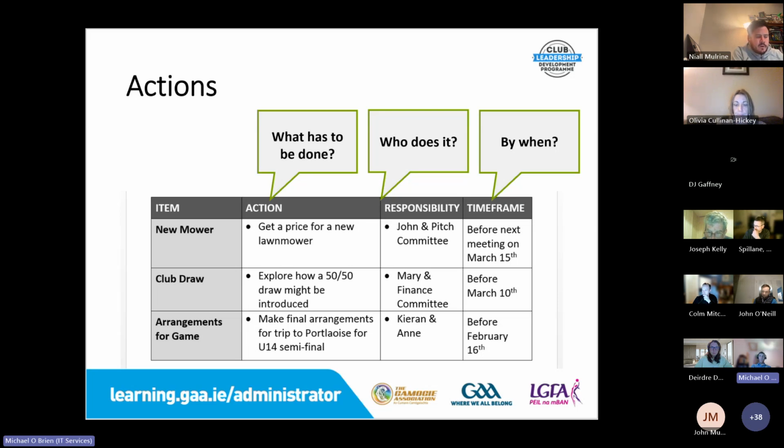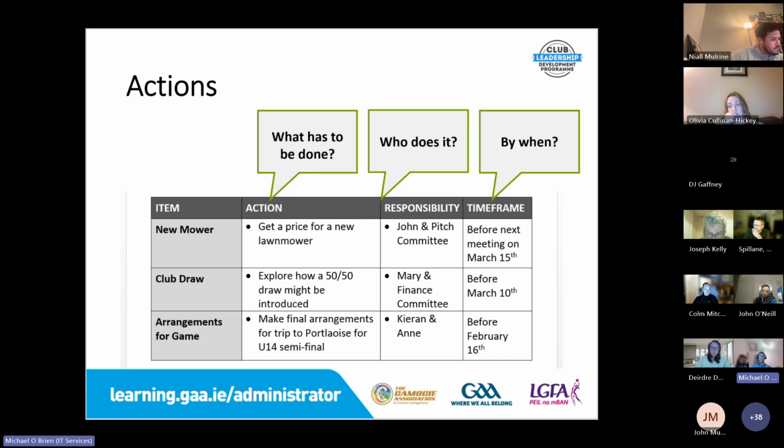Then club draw. Explore the idea of a 50-50. A lot of clubs have gone from your tickets to your 50-50 draw. So explore the idea of doing a 50-50 draw. How would it work if it was introduced into the club? It's Mary and the financial committee, and it's the 10th of March. And that's simple. It's not implemented. It's just explore how it would work within the club.